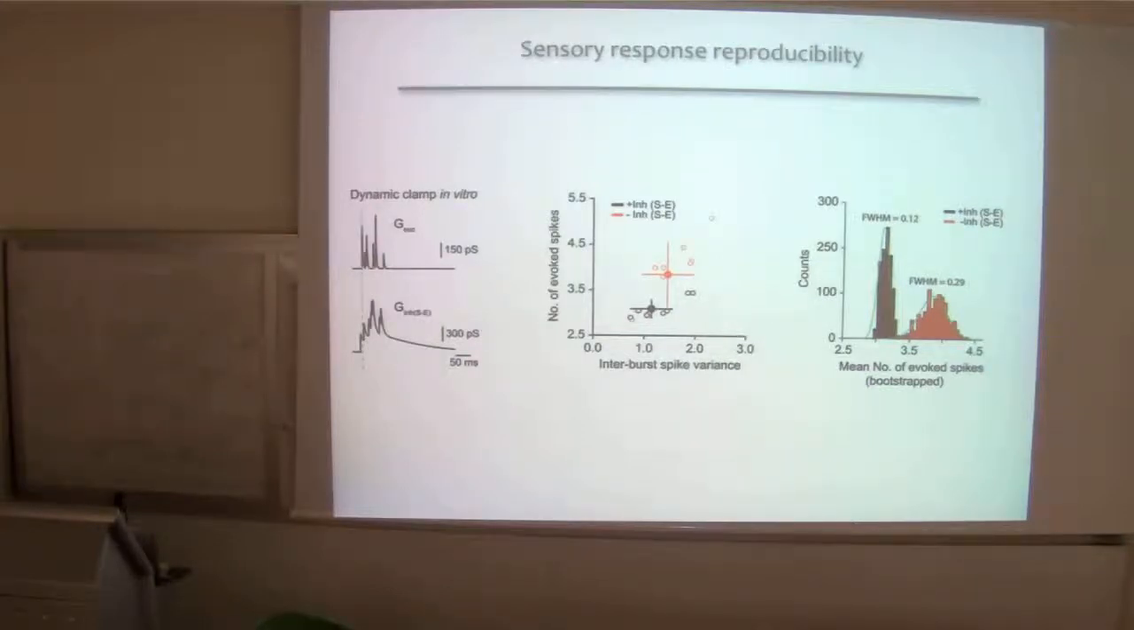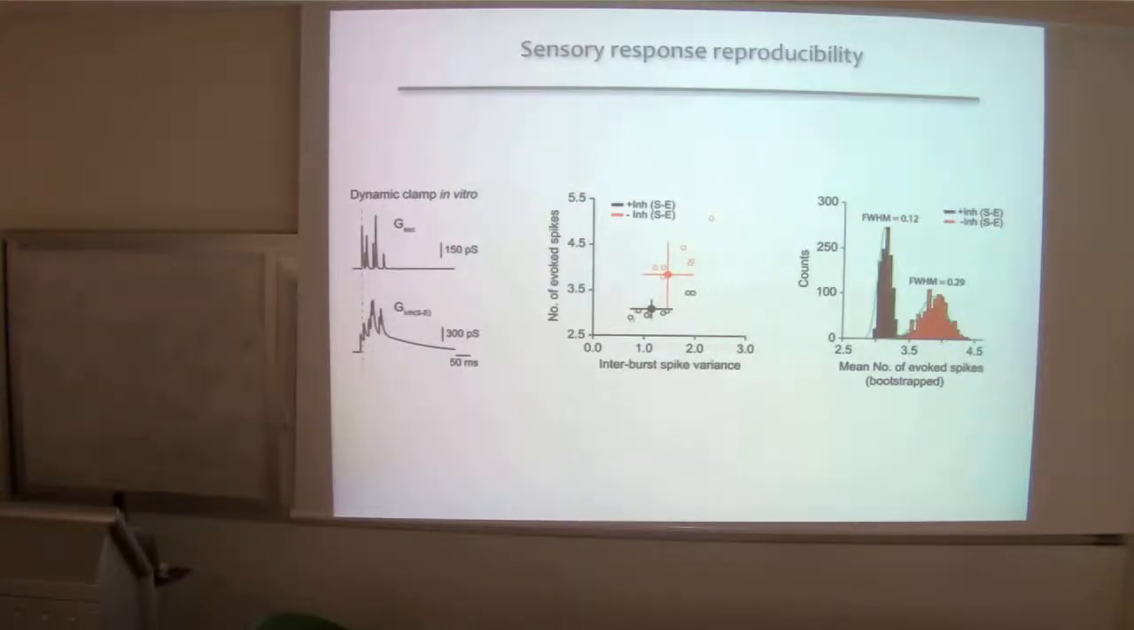So what we did was the same experiments, but had a look at the interburst spike variance. Interburst spike variance is when we give repeated trials to the same granule cell, what is the variability in that spiking between each trial? And what we found is if you blocked the Golgi cell inhibition, it was pretty much similar to control situations. But if you looked across the entire population of granule cells and took the mean sensory response, or the mean number of spikes that our stimulus produces in a granule cell, what's the number?